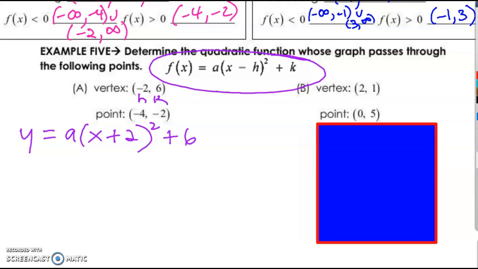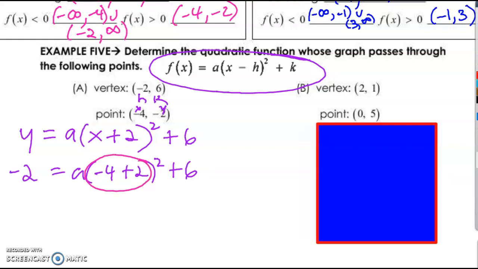Now I've plugged in the vertex, so now I'm going to plug in the point. This is our x, and this is our y. So we'll plug that in, so I get -2 equals, I still don't know a, but I'm given my x coordinate is -4. So now my only unknown is a. I'm going to square inside this parentheses. That ends up being a -2, but once I square it, I end up getting a +4. So I'm going to rewrite this equation as 4a plus 6. That makes a -2.